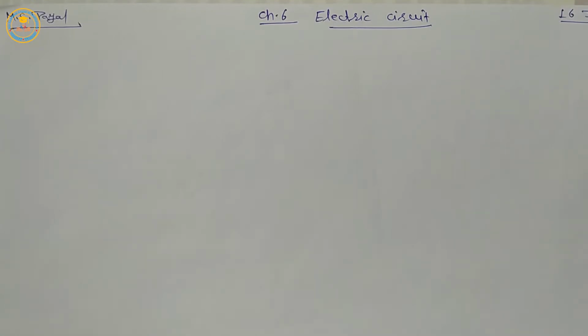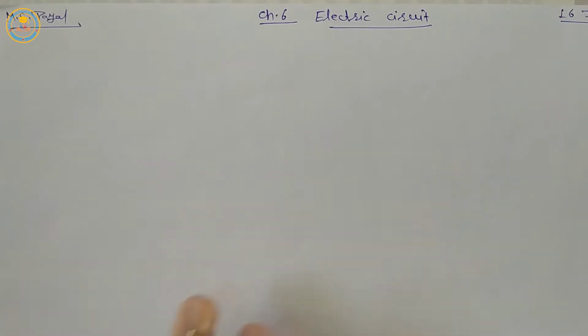Our chapter number 6 is going on, which is electric circuit. In this chapter, yesterday we discussed some applications of potentiometer, and in this sequence, our important application is determination of the internal resistance of a primary cell. This is a very important application of potentiometer.